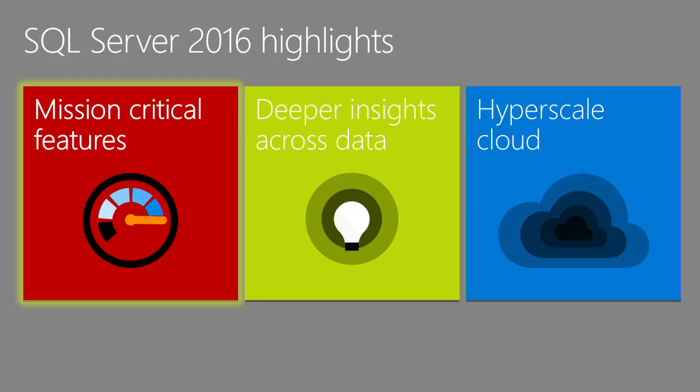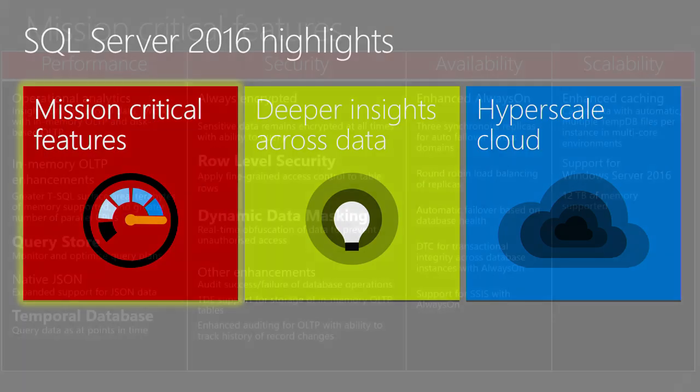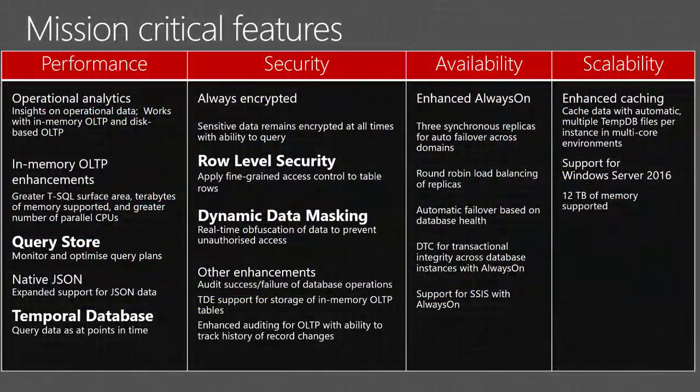We've also got a number of features around deeper insights across data, which is the whole BI work that we're doing at the moment. There have been some tracks on that this week. Hopefully you got to see them. And then hyperscale cloud. David and I had a session just before lunch about elastic databases and the different ways in which you can stretch them: up, down, and across. So there's lots of options around that. But today we're talking about mission-critical features, one piece of this three-piece set.